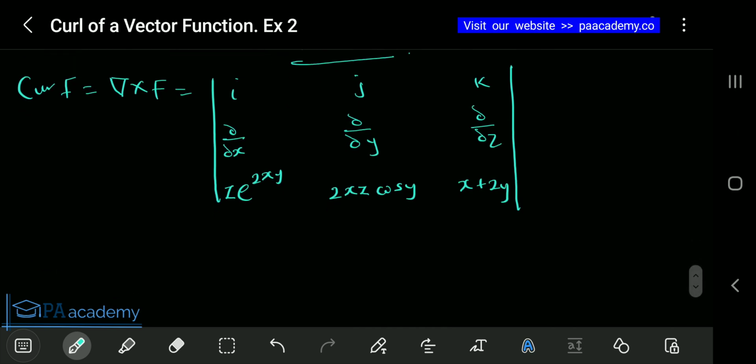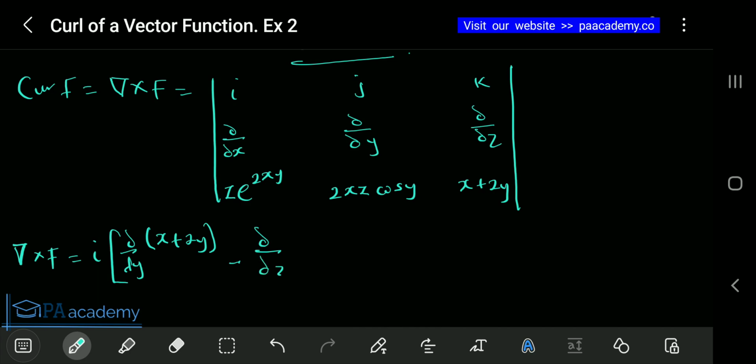Alright, so now let's solve it. Like I said in the previous part, you are just going to solve it the same way you used to solve for determinants of a matrix. We are going to have our i. Let me just open this square bracket. The next thing we do is multiply this and then subtract this from it. So we have partial differential of y multiplied by (x plus 2y) minus partial differential of z in brackets 2xz cos y.